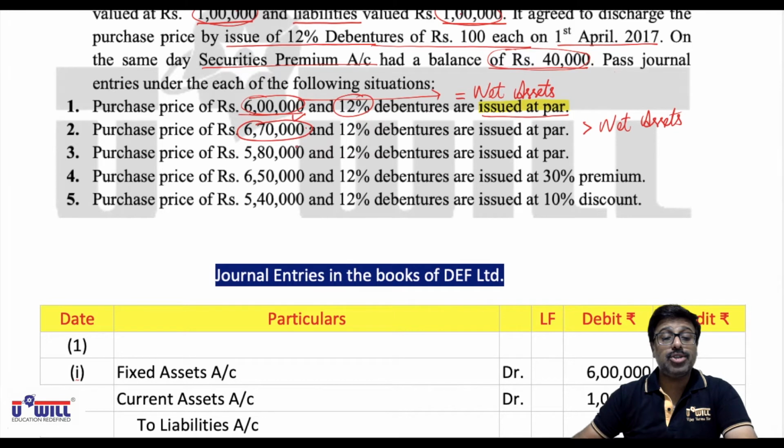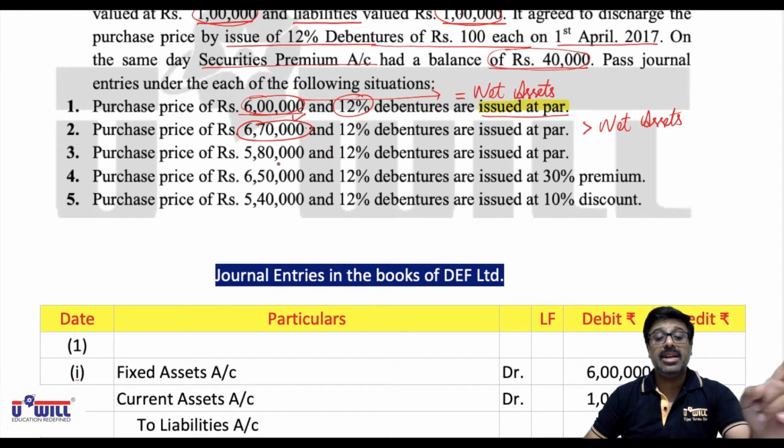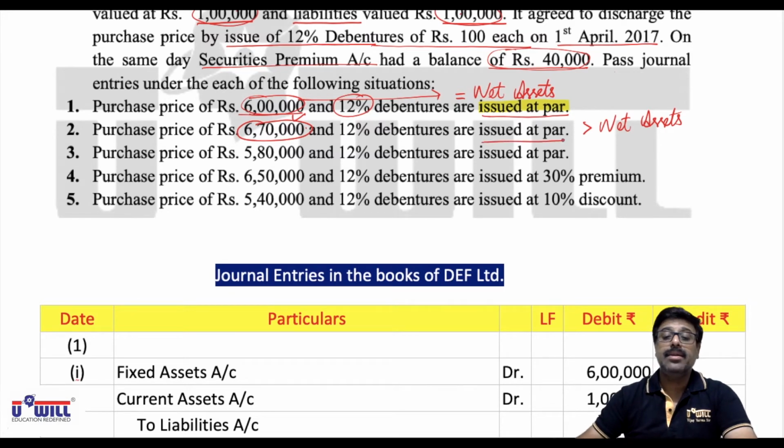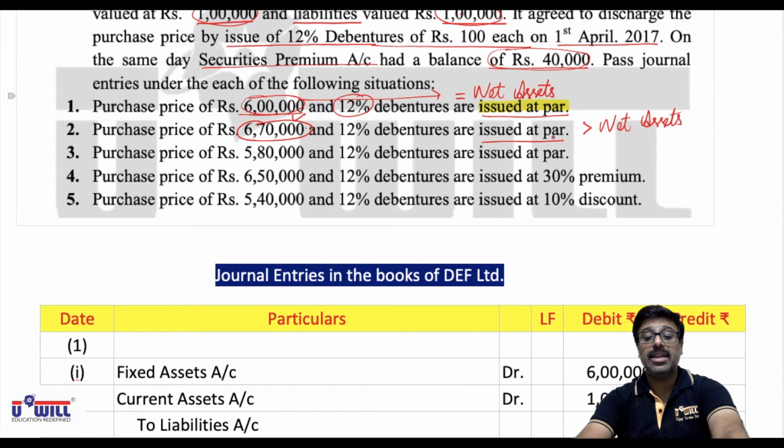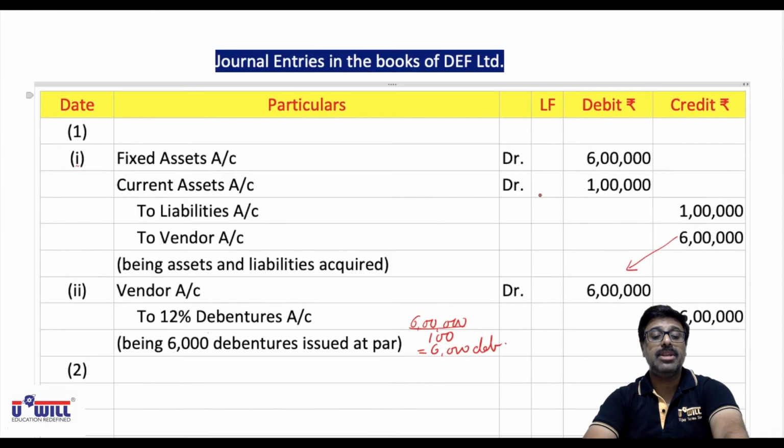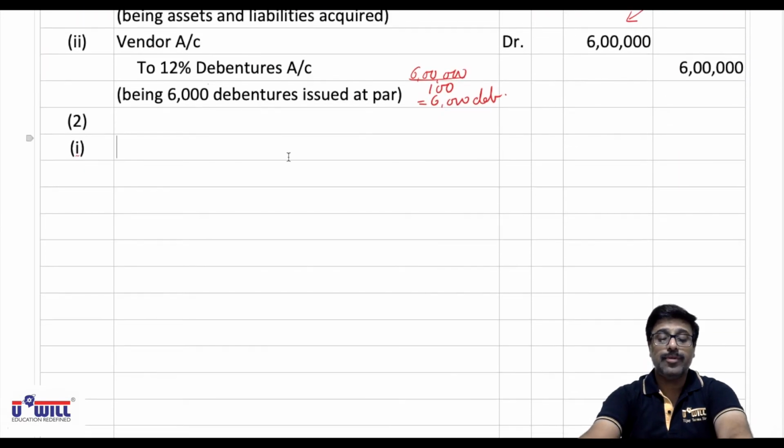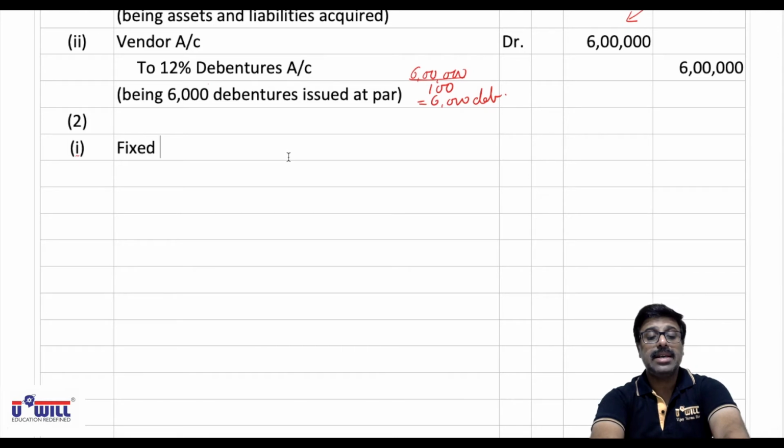But you can follow that shortcut. Pass the journal entry, leaving one line in between. And 12% debentures are again issued at par. Since they are issued at par, again the workings of calculation of number of debentures won't be required. So first entry, fixed assets become our assets. They have debit balance. So fixed assets account debit with 6 lakhs.